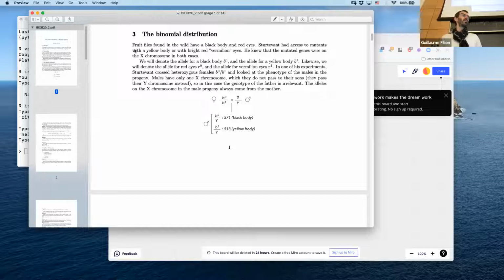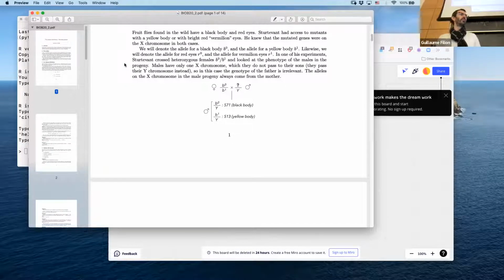Fruit flies found in the wild have a black body and red eyes. Sturtevant had access to mutants with a yellow body and with bright red vermilion eyes, they're called. That means just bright red. He knew that the mutated genes were on the X chromosome in both cases. We will denote the allele for a black body B0 and the allele for a yellow body B1. Likewise, we will denote the allele for red eyes R0 and the allele for vermilion eyes R1. In one of his experiments, Sturtevant crossed heterozygous females B0, B1.